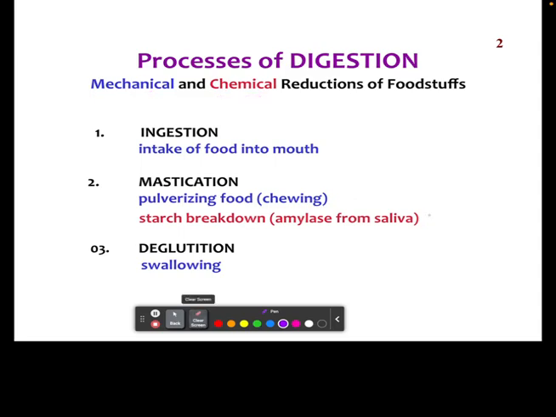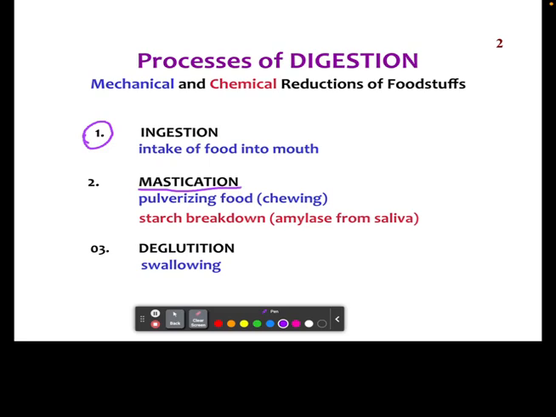So with that said, first things first, we ingest our food. That just means you put the food into your mouth, right? So the first part of digestion is putting food into your mouth. From here, we can begin mastication. Mastication is a term for you're going to begin chewing your food and breaking it down in your mouth.